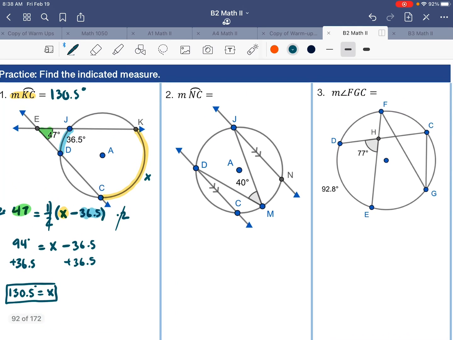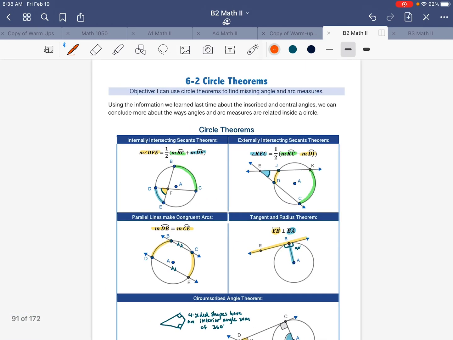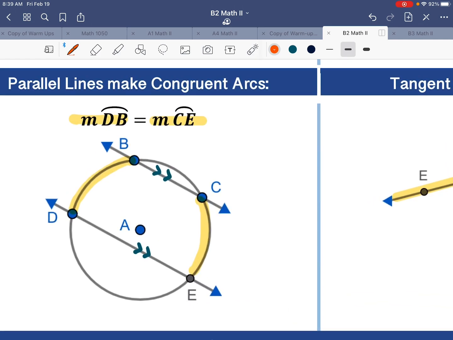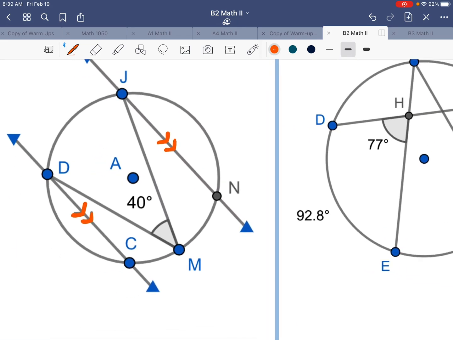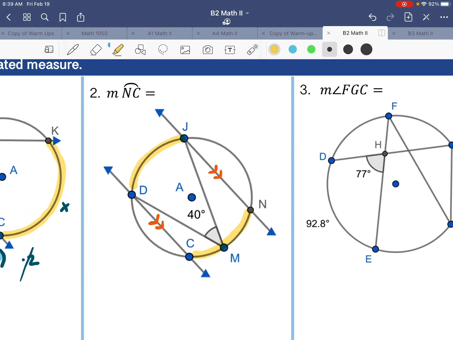Number 2, we have two lines that are parallel, and I'll tell you how I know that. These symbols mean that they are parallel here. There's only one theorem talking about parallel lines, and that's this one. So we have two lines that are parallel, and that just means that the two arcs that they make, the arcs inside of them, are equal. So that means that this arc and this arc are the same, and this one is asking for the measure of arc NC, which is over here, arc NC.